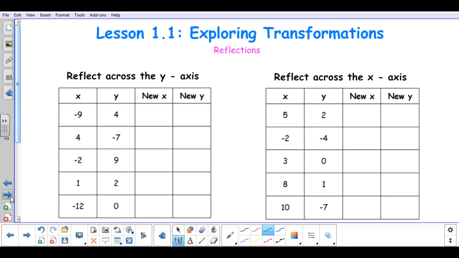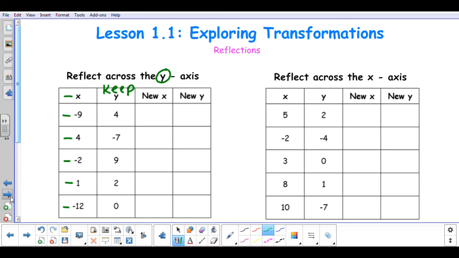So the way that you can remember which coordinate's going to be changing is the letter you see in the axis name is the one that you're going to be keeping. So since I see y-axis, I'm going to keep my y's. So that means I change all of these x's, and it's just flipping the sign.